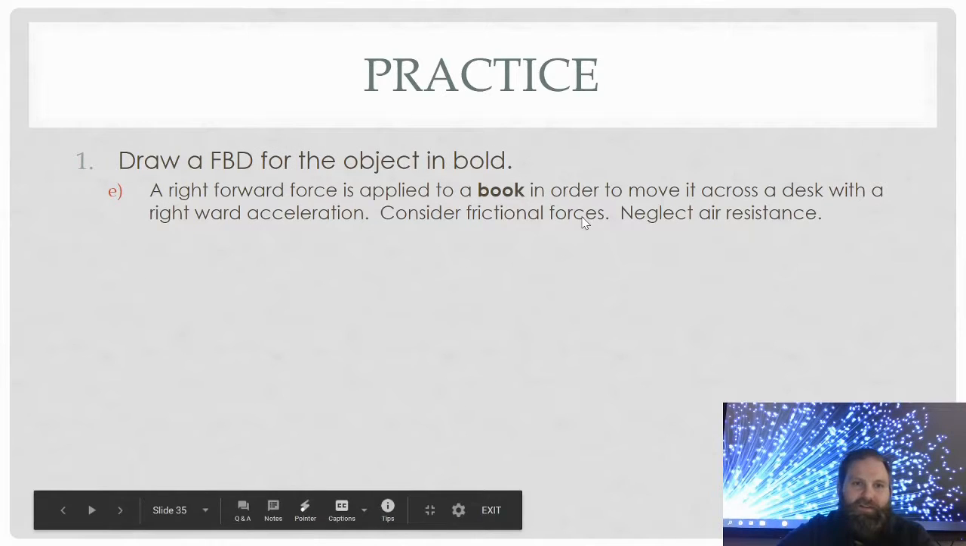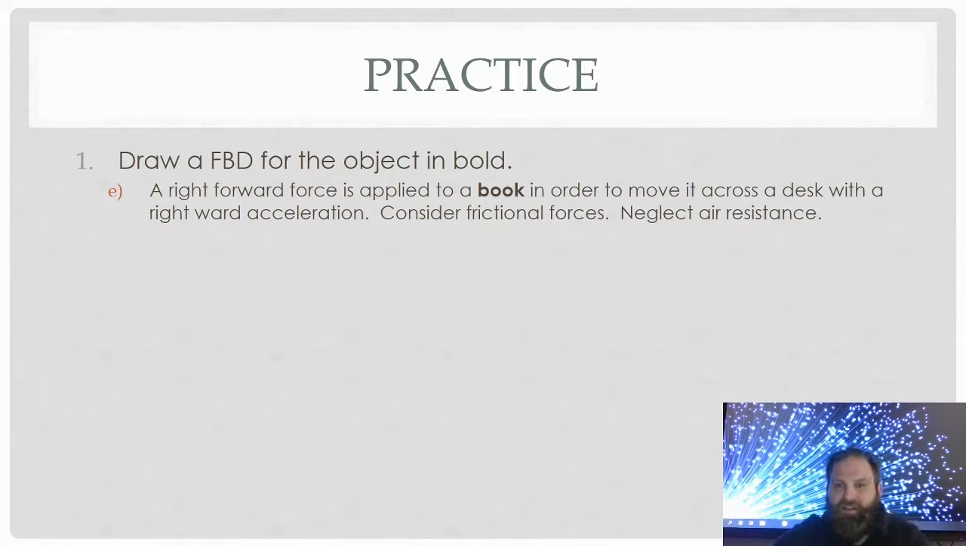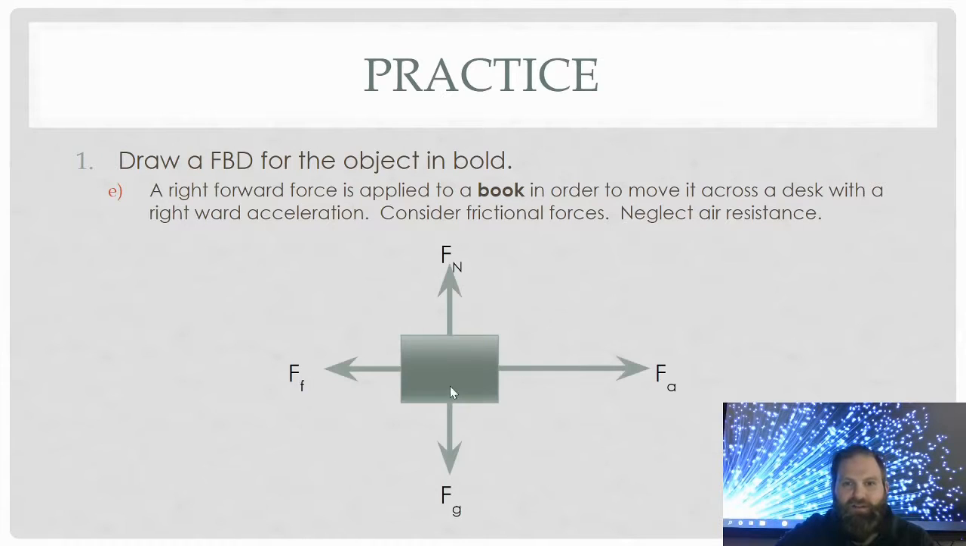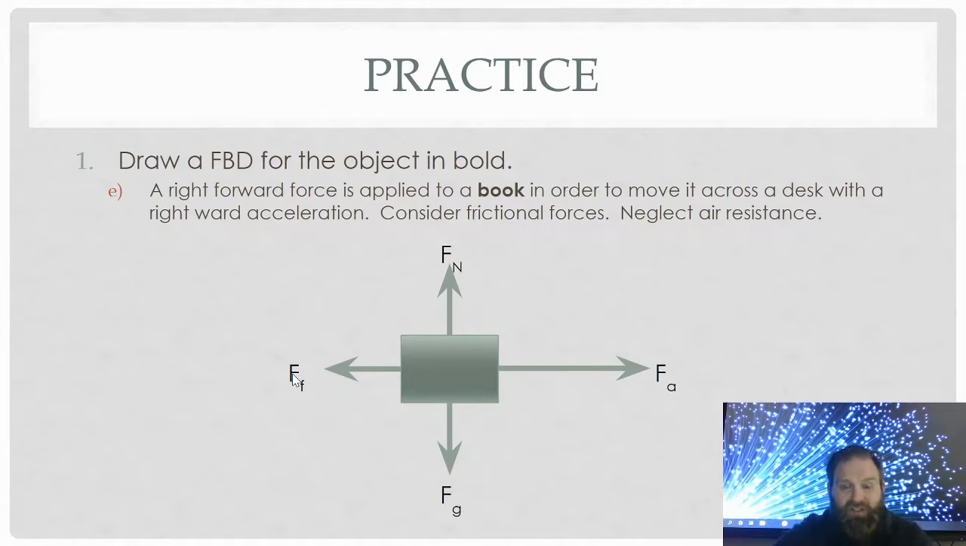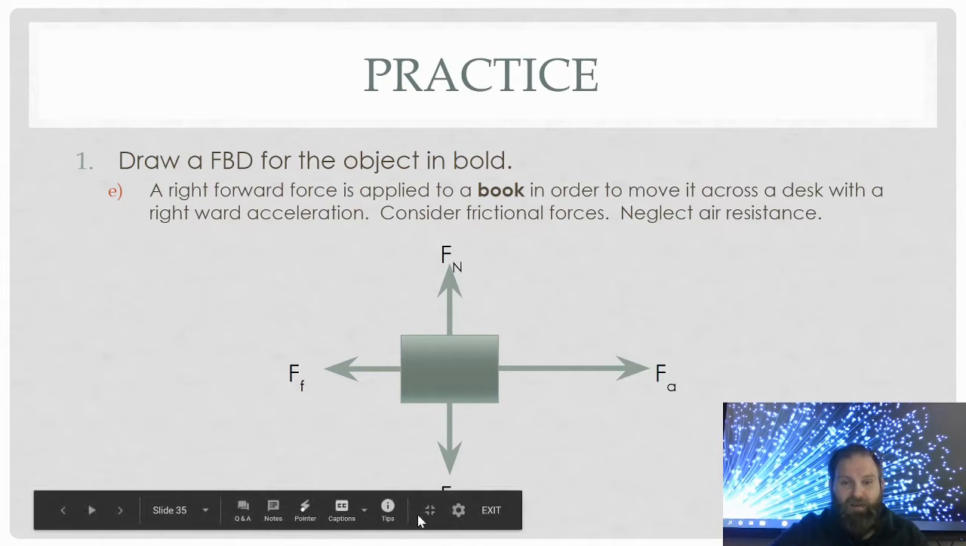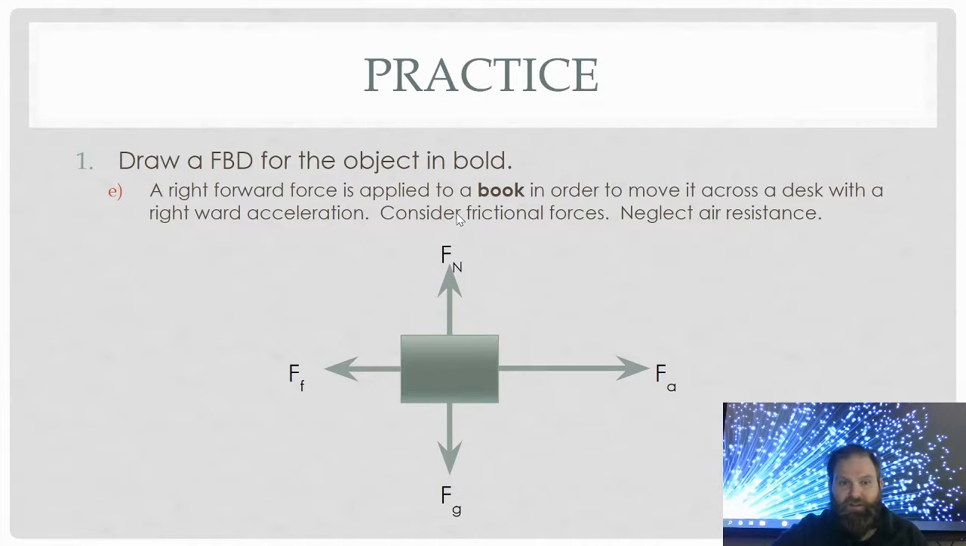Okay, next. A right forward force is applied to a book to make it move across the desk. Consider friction, but neglect air resistance. So again, we're going to draw our box. We have a big force to the right, a smaller force to the left because friction is resisting us trying to push the book across the desk to the right. Then we have our gravity force and our normal force perpendicular to the desk there.